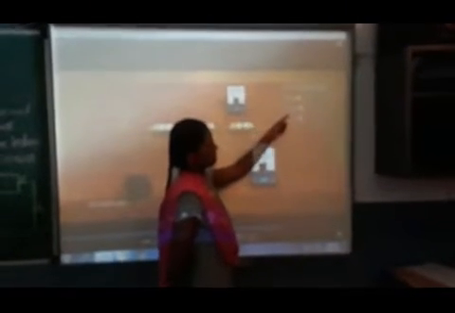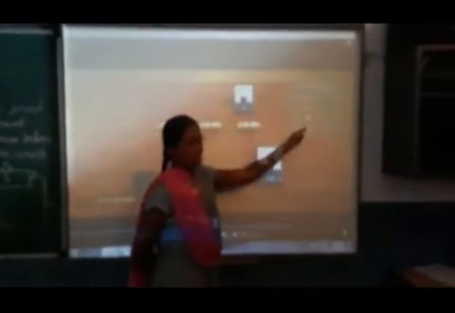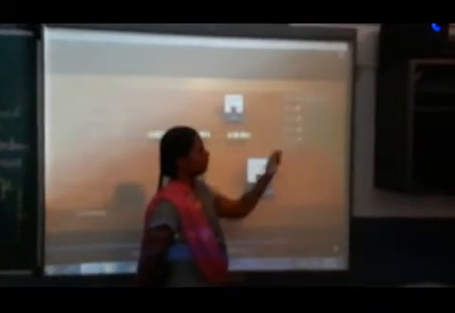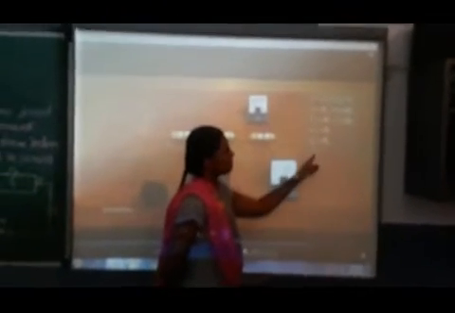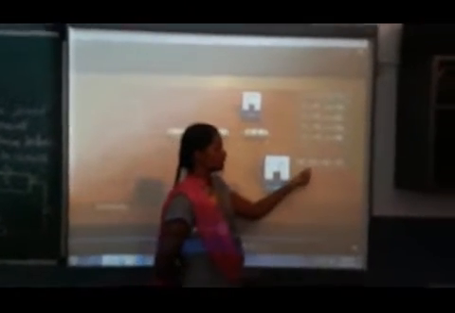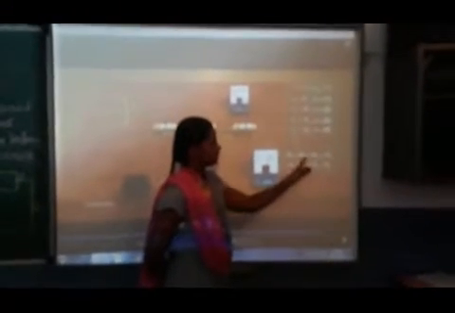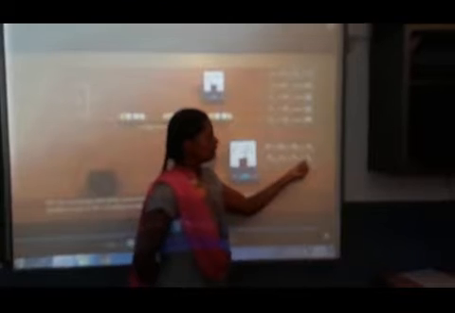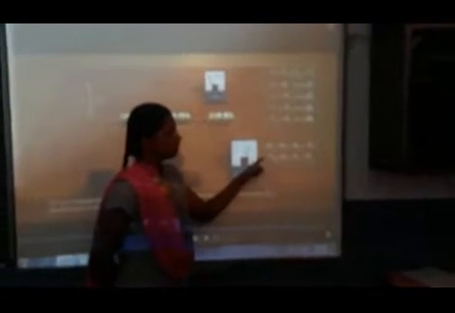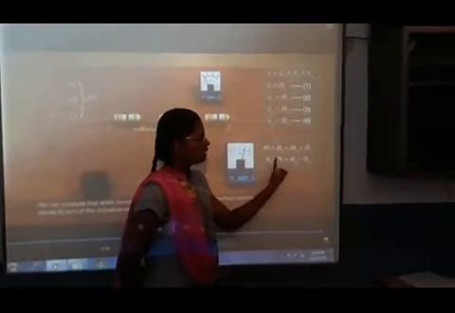Then we can get V1 is equal to I into R1, V2 is equal to I into R2, V3 is equal to I into R3. Substitute all these values, equation 1, 2, 3 and 4, in this equation. Then we get IR is equal to I into R1 plus I into R2 plus I into R3. The common term I we remove, then we get total resistance is R1 plus R2 plus R3. So the total resistance in series is equal to the sum of the individual resistors.